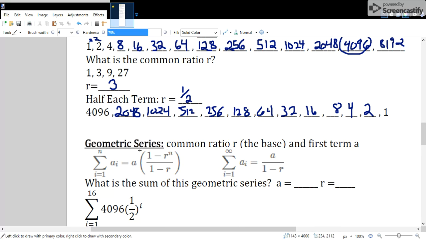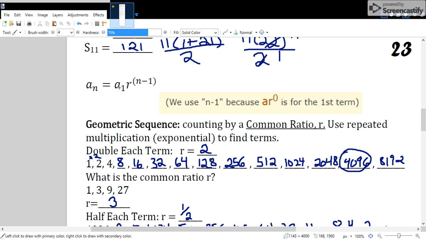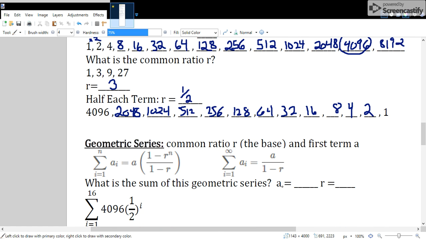Now if we have a geometric series, just like with the arithmetic series, we can find the sum of all of these numbers by using this formula. So what's the sum of this geometric series of what we just had here? So our a, we look up here, a of 1 is 4096. And we found earlier that our r is 1/2.